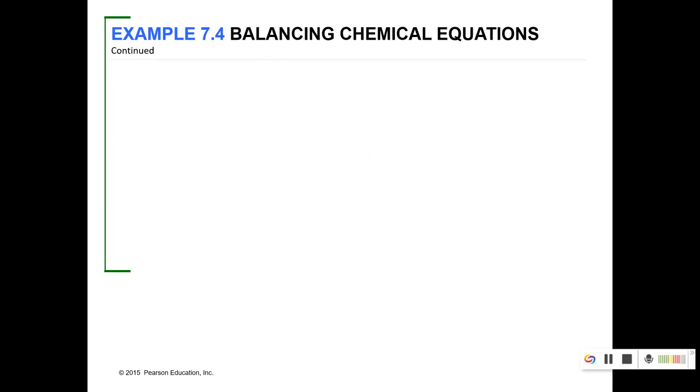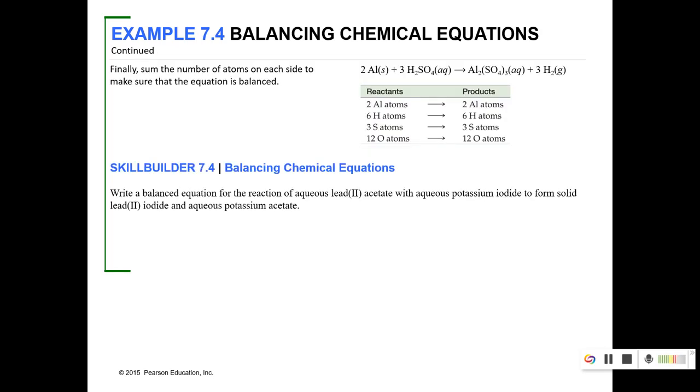Okay, we did already do this one, so I'm going to skip it. This was the first example we did. This one, I want you to try the entire thing. I want you to write the formula. I want you to write the states of matter. I want you to balance it once you have your reaction. Whole shebang.